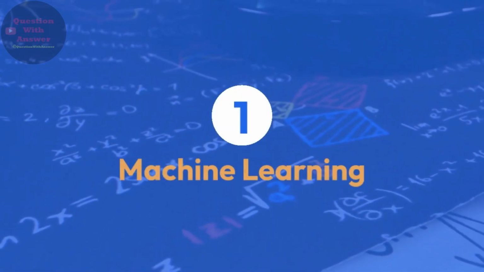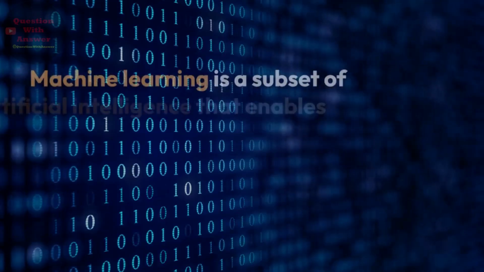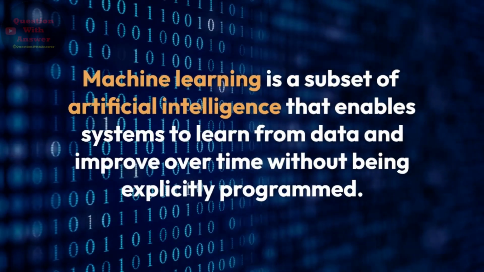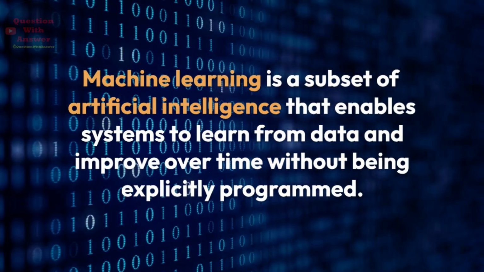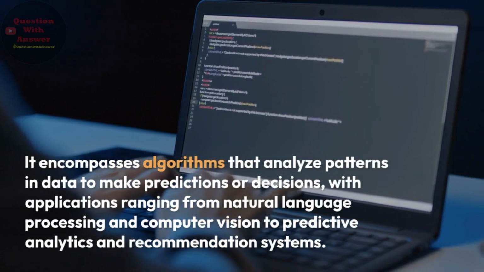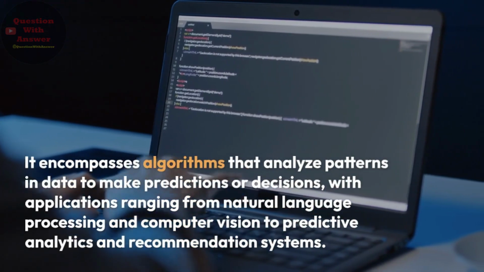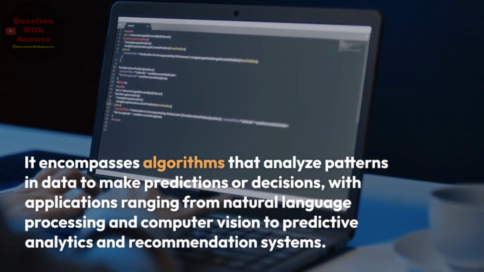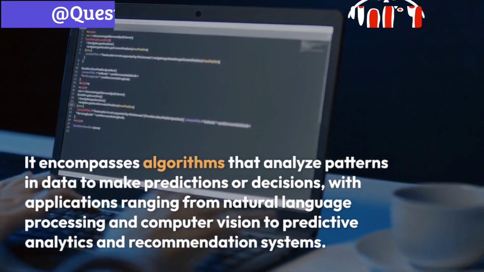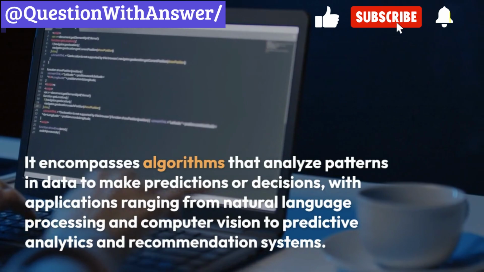1. Machine learning. Machine learning is a subset of artificial intelligence that enables systems to learn from data and improve over time without being explicitly programmed. It encompasses algorithms that analyze patterns in data to make predictions or decisions, with applications ranging from natural language processing and computer vision to predictive analytics and recommendation systems.